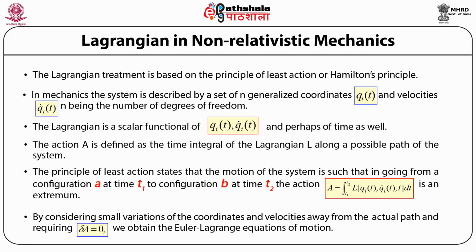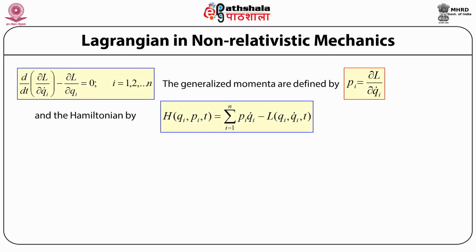By considering small variations of the coordinates and velocities away from the actual path and requiring delta A equals 0, the condition for the extremum, we obtain the Euler-Lagrange equation of motion, that is, d by dt of del L by del q_i dot minus del L by del q_i equals 0, where i equals 1, 2, 3 up to n.